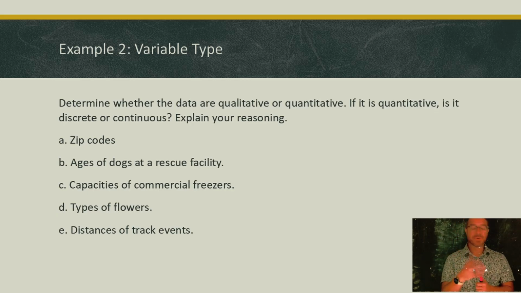Types of flowers. Okay, so types of flowers, this is a nominal variable, meaning that it is a name only. It's a label, meaning that this would be qualitative, right? So if I say this is a violet versus this is a sunflower, these are just labels that describe what type of flower it is.